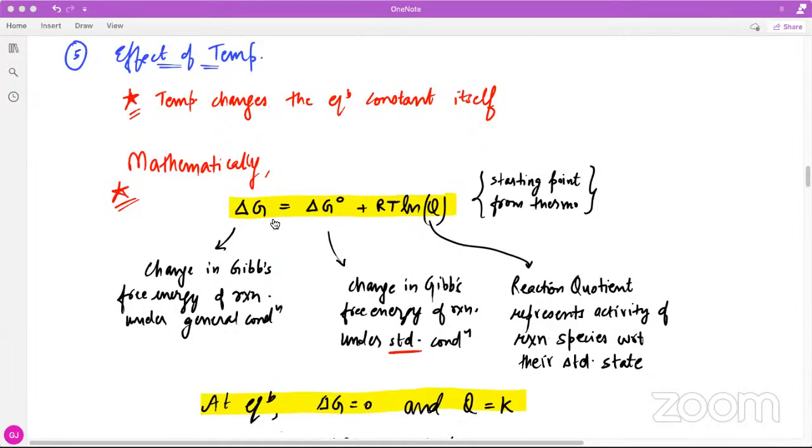सर रिएक्शन क्वेश्चन का आपने लिखा है विद रिस्पेक्ट टू देयर स्टैंडर्ड स्टेट, मतलब लाइक आई डिडंट गेट द मीनिंग. स्टैंडर्ड स्टेट जो होता है स्पीशीज का, वो हमने डिफाइन किया हुआ है थर्मोडायनामिक्स में. As compared to that, how the reaction species are participating in the reaction, that is what is captured by activity. Got it.